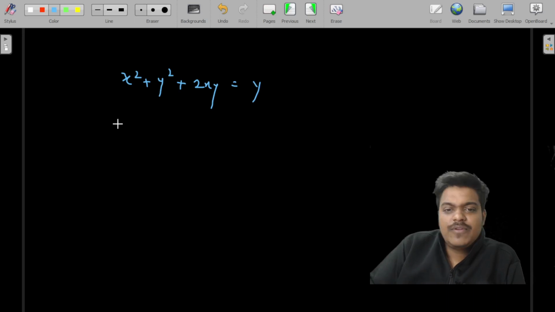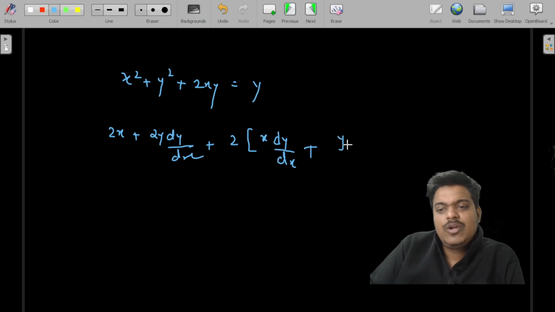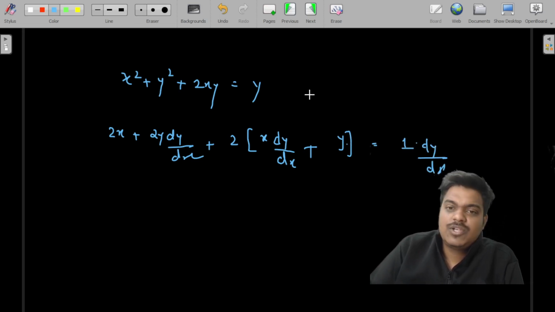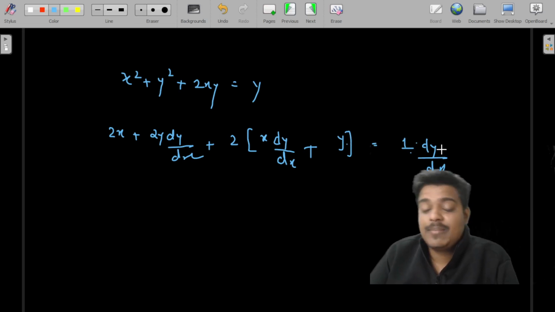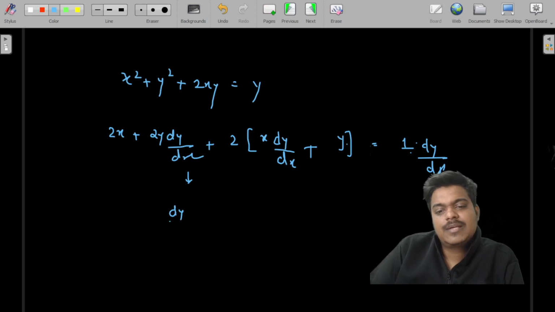Now if you try to differentiate, this is 2x with respect to x, 2x plus 2y dy by dx plus 2, the differentiation of x and y. So keeping x undifferentiated, you differentiate the second function, that is dy by dx, plus y into 1, the differentiation of x with respect to x is 1. Is it clear? And this is equal to 1 dy by dx, that is differentiation of y with respect to y is 1, and then you need to multiply dy by dx as well. So now when you solve this, you can automatically get the value of dy by dx.